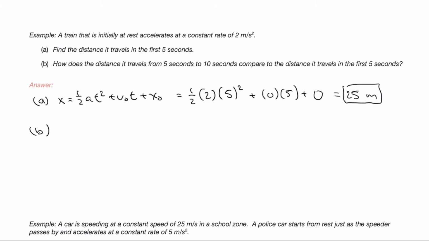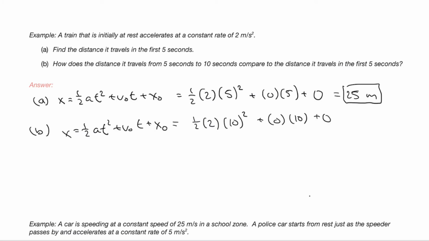In part B, we're going to again use the same equation, x equals 1/2 at squared plus v0 t plus x0, but our equation is not going to give us the answer directly. Instead, what we're going to do is find the position at 10 seconds and use that information to answer the question. Using the same values as before, a is 2, v0 is 0, and x0 is 0, we fill in our information, and what it tells us is that the position after 10 seconds is 100 meters.